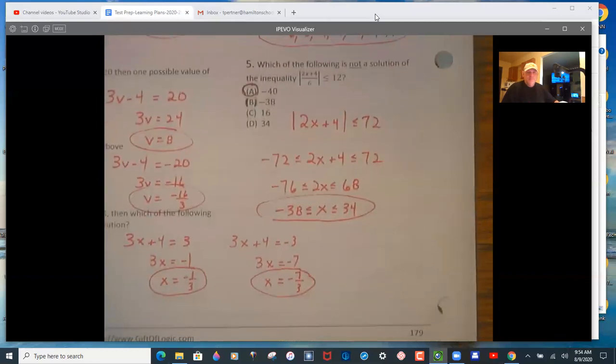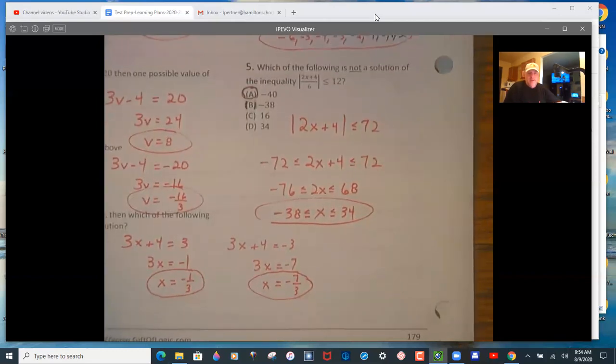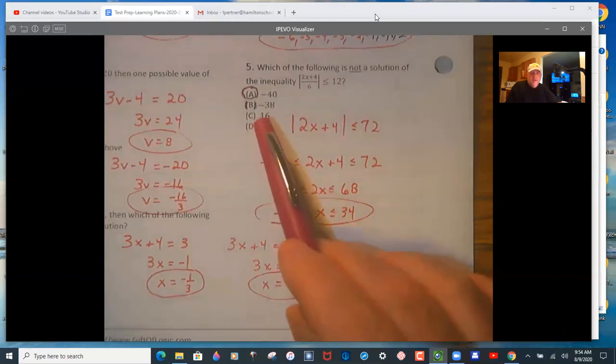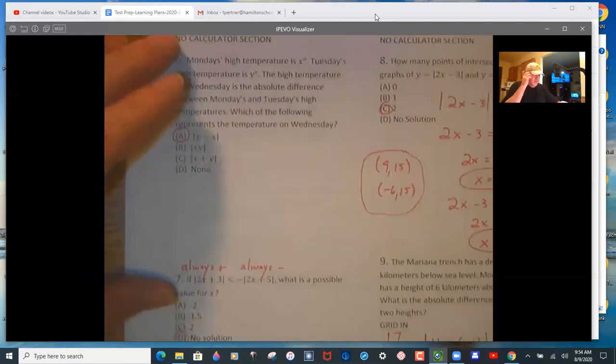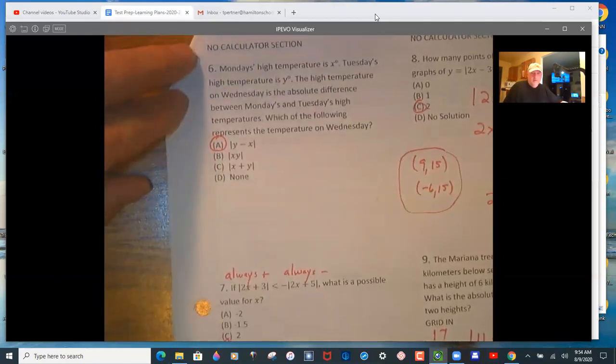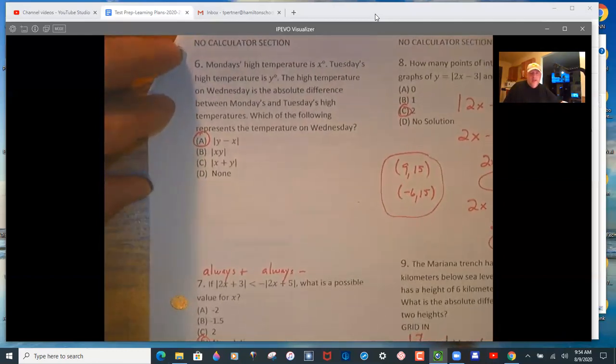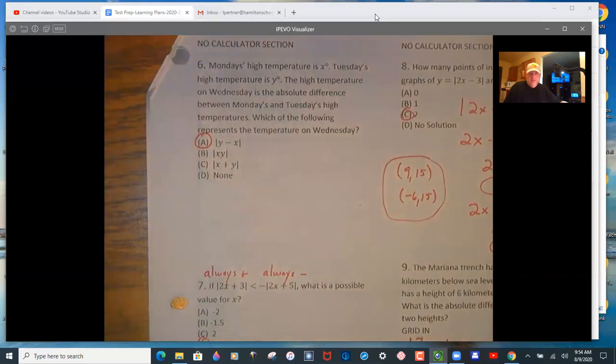so you want to multiply by 6 and then apply the same idea between negative 72 and 72, solve it out in between negative 38 and positive 34, so negative 40 is not a solution. It might be better just to try these in instead of doing all this work, better in the sense of being quicker. So think about that, just a straight substitution.